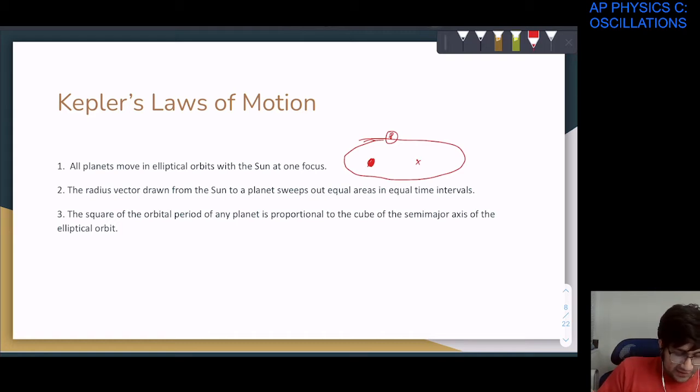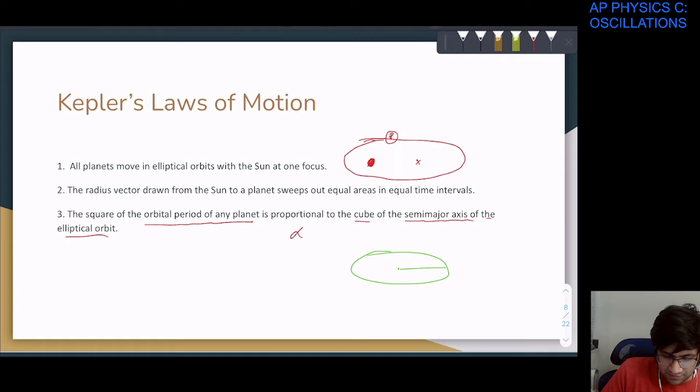And the third law is that the square of the orbital period of any planet is proportional to the cube of the semi-major axis of the elliptical orbit. Now that's a mouthful, but just remember that if this is our ellipse, we have a semi-major axis over here, and we have a semi-minor axis over here. So we're just saying that the square of the orbital period, T squared, is proportional to the cube of this major axis, a cubed.